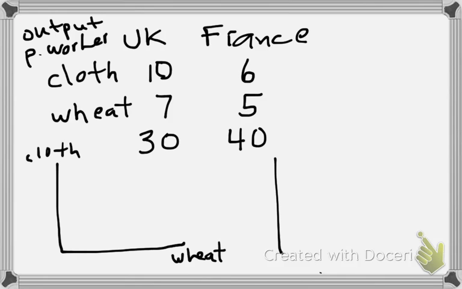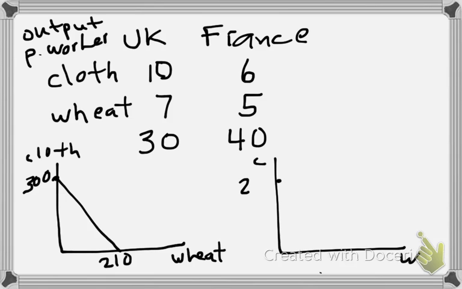So I have cloth and wheat for the UK and cloth and wheat for France. In the UK, the total amount of cloth produced, if all the workers were producing cloth, would be 300, and the amount of wheat produced would be 210, so you'd have a production possibility frontier that looks like that. In France, the total amount of cloth produced would be 240, and the total amount of wheat produced would be 200. So something like that.